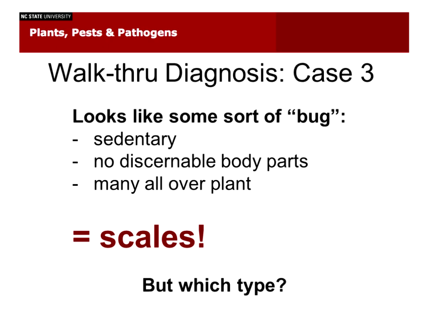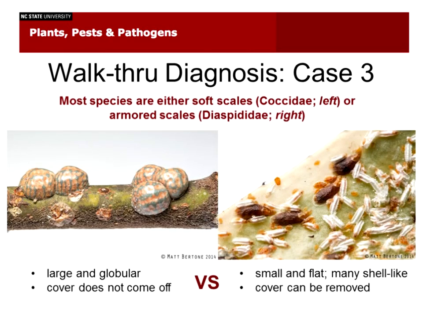There are no discernible body parts, and there are many all over the plant. So that leads us to identify it as a scale. But in order to get the best type of control, or the best kind of information about this type of pest, you've got to figure out which type of scale it is. Different types require different types of control. So we're going to look at the two most common groups. It's either going to be a soft scale, a coccid, over here, or a diaspidid scale, an armored scale.